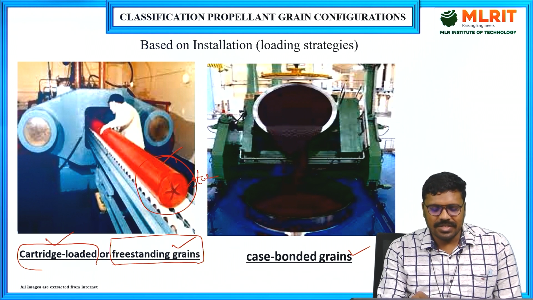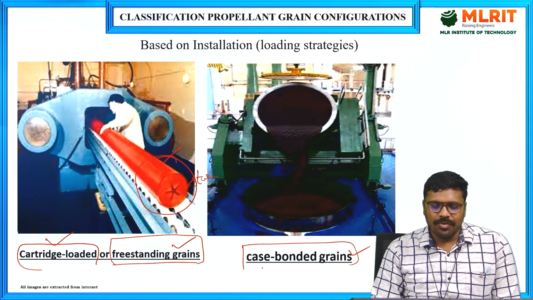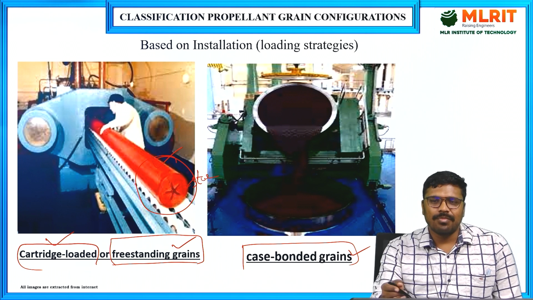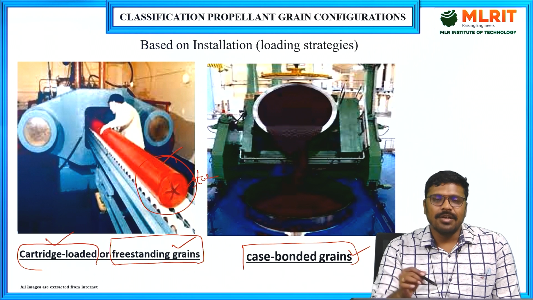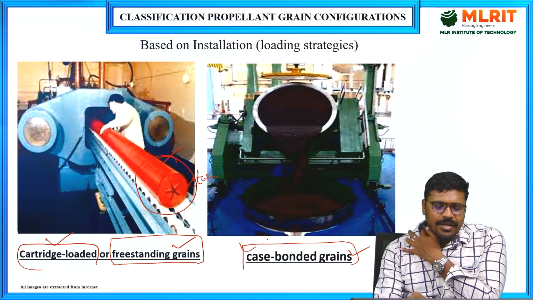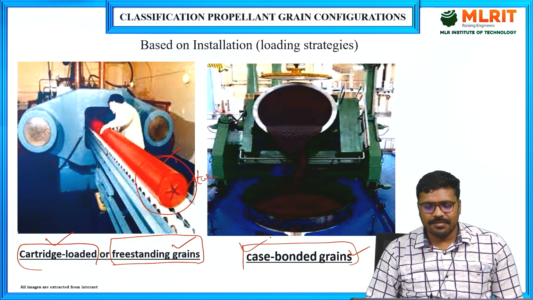The next type is case bonded grain. What we do is, in the rocket motor itself, we pour the powder, we mix the resin, and we make the propellant grain in the rocket motor itself. That type of propellant loading strategy is called case bonded grains.